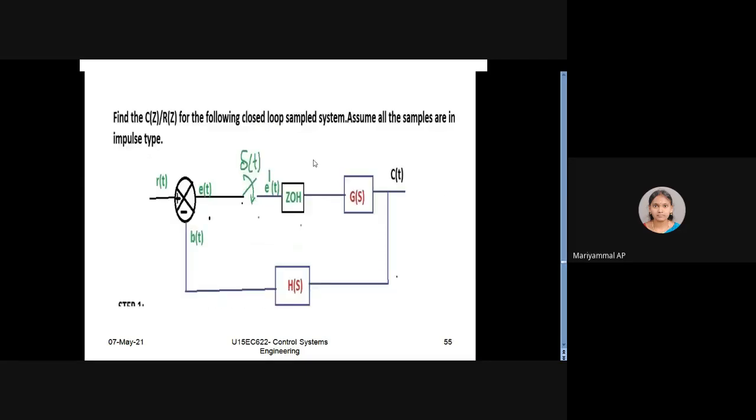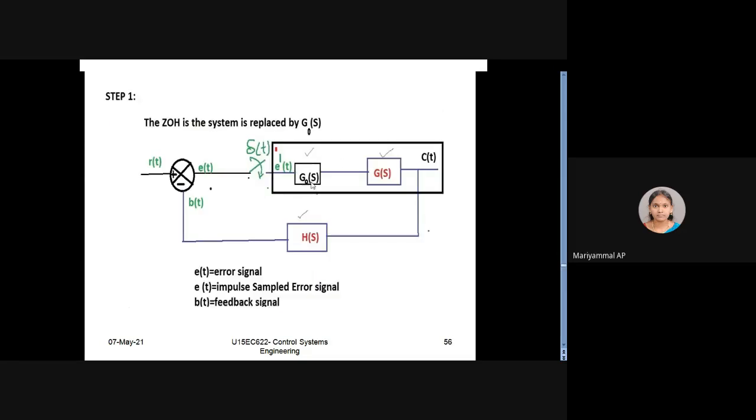In the previous block, the zero order hold is there. Here I'm mentioning it as G0(s). So that's my first step difference. The given question is rewritten with the zero order hold system equal to G0(s). That is the only difference. Then I redraw it the same as given in the problem.